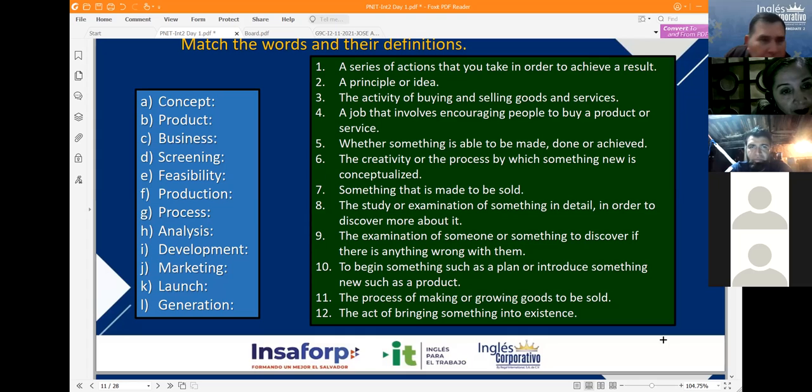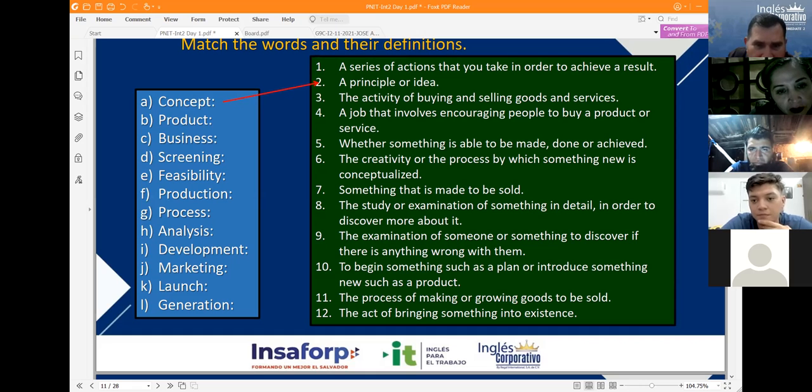Concept. What do you think should be concept? Principle or idea? Number two. Yeah. Principle or idea. Okay. Excellent. Product. What's a product? The number three? Number seven, something that is made to be sold. Yes. This is one definition. There are many definitions, but the one that we care about right now is this one.